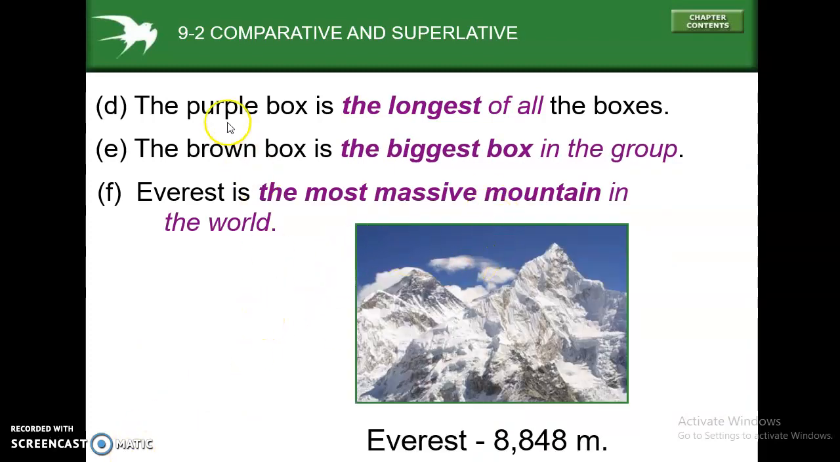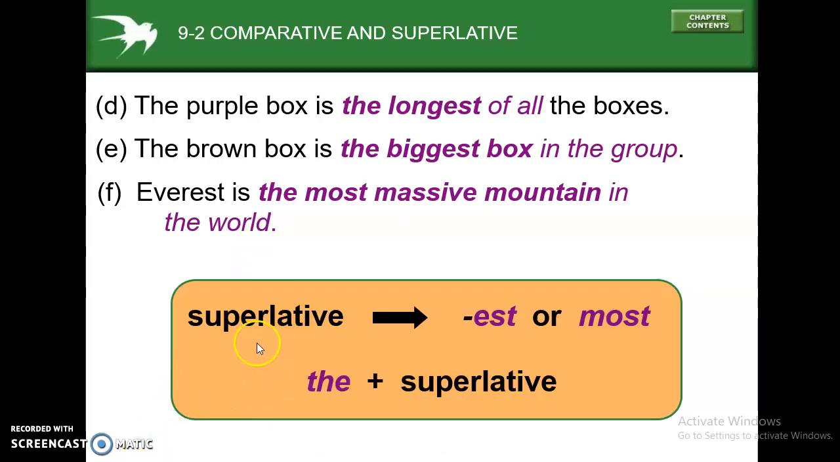So, the purple box is the longest of all the boxes. The brown box is the biggest box in the group. Everest is the most massive mountain in the world. So we compare Everest with the mountains in the world. So it is the most massive. So superlative: ending with est, or most plus the adjective.